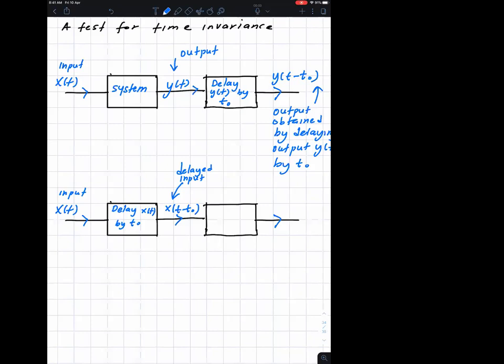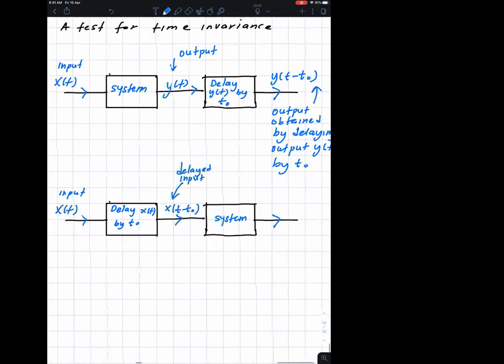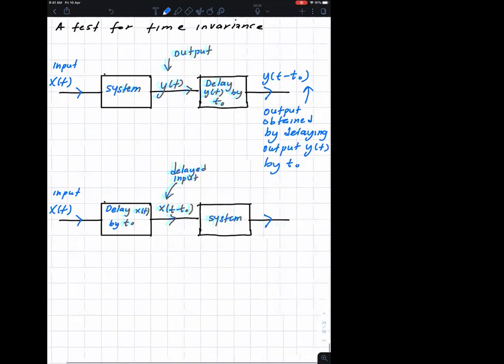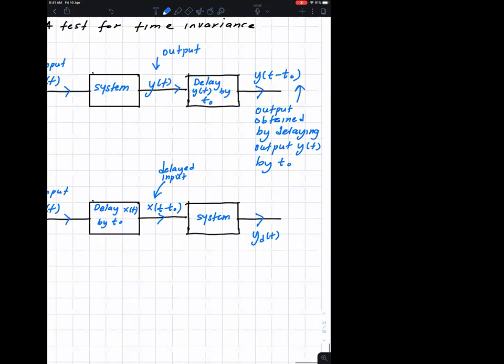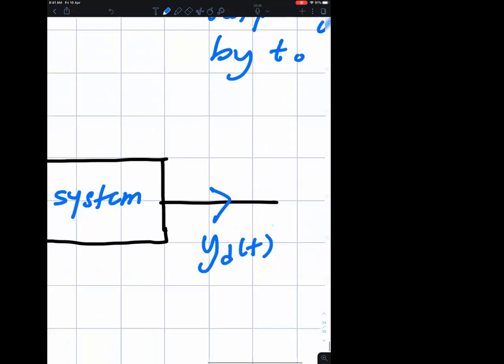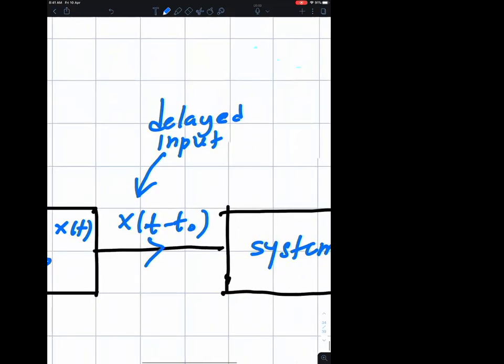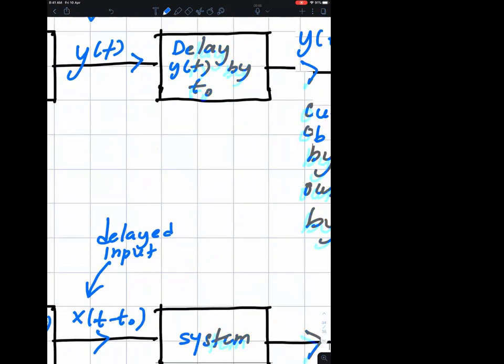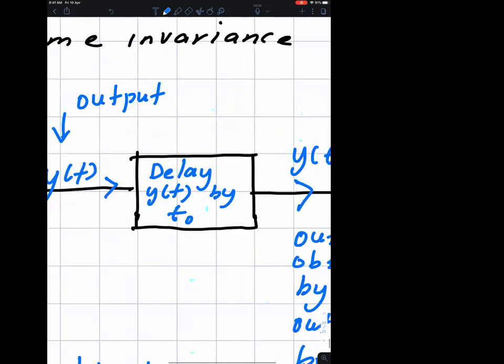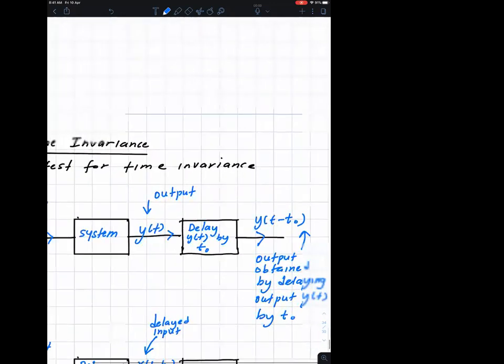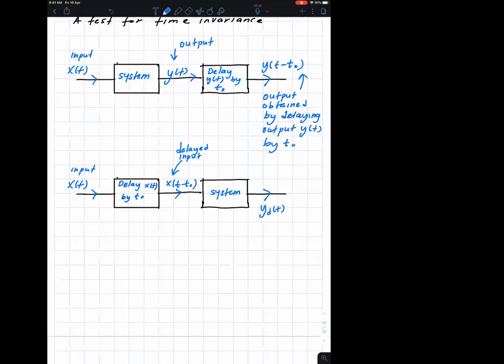This delayed input now enters the system. The output that's coming from the system is called y_d(t). Okay, this output y_d(t) is due to the delayed input. But this output y(t minus t naught) is due to the delayed output. Can you guys see the difference? Yes, sir. Define y_d(t). Okay, we're defining y_d(t).